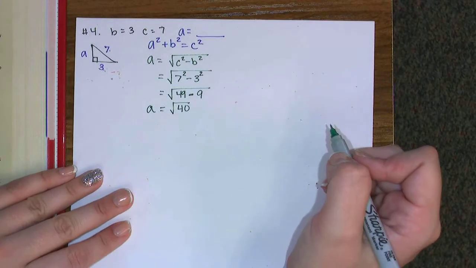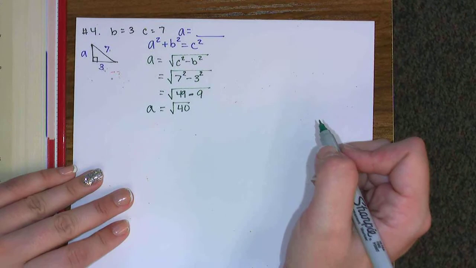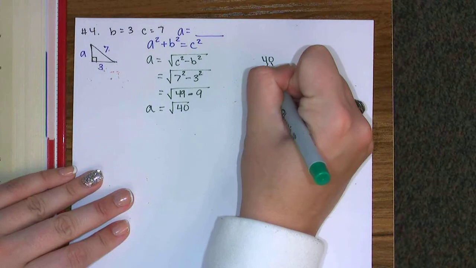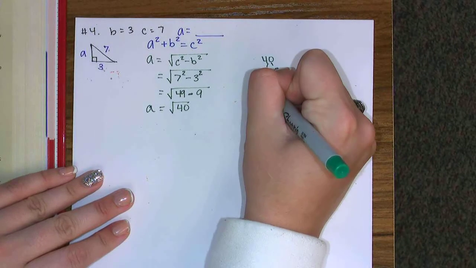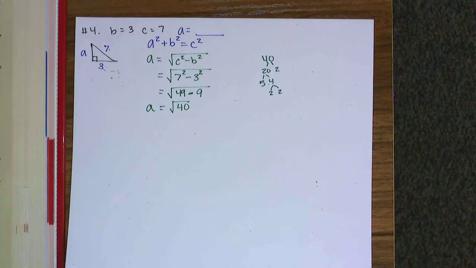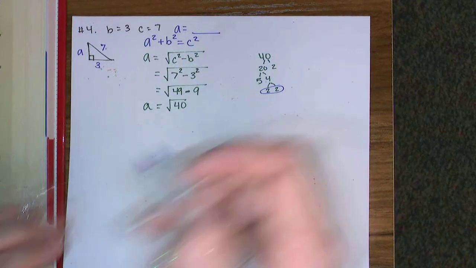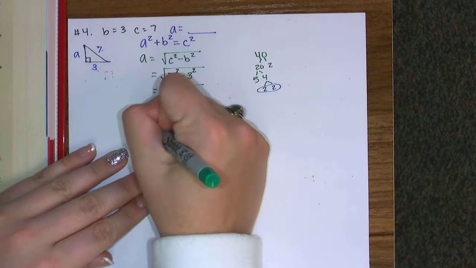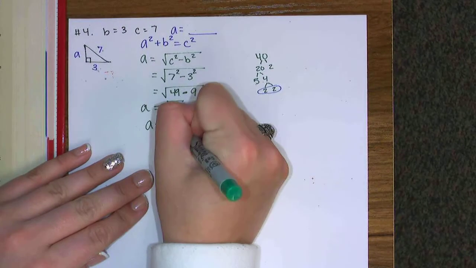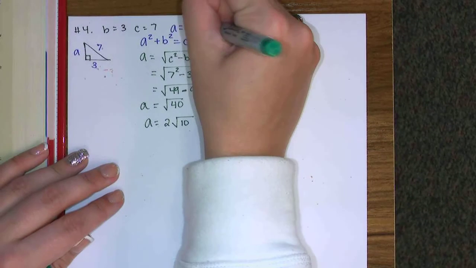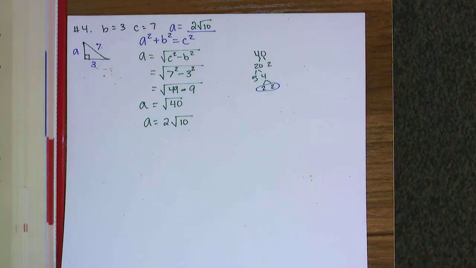Well, what is the square root of 40? I don't know off the top of my head, so I'm going to make a little chart over here. 40 is 20 and 2. 20 is 5 and 4. 4 is 2 and 2. And now, I have a group of 2's here I can pull out, and I have a 5 and a 2 left over. So I can say that a is equal to 2 square root of 5 times 2 is 10. So a is equal to 2 square root of 10. Okay?